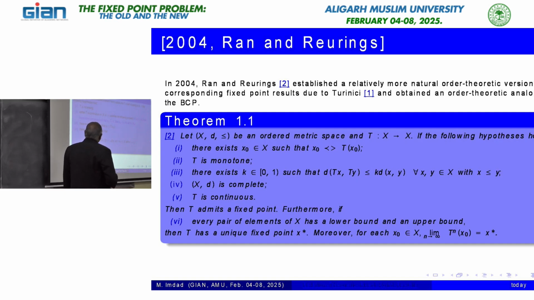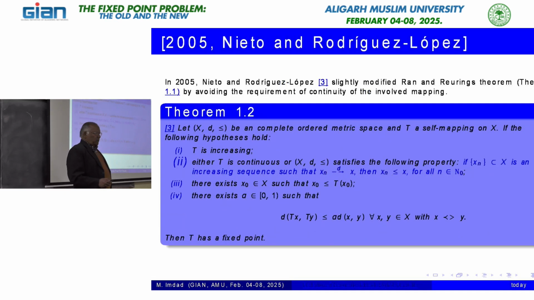Now, two fellows, Juan Nito and Rodrigo Lopez, have utilized this result with some kind of modification. One case is where the map is increasing, the other case is where the map is decreasing, and that formulation is as you see here. Whether T is increasing or decreasing, both cases were open. They choose in the first theorem, this has come in 205.